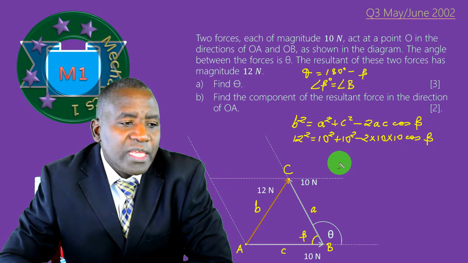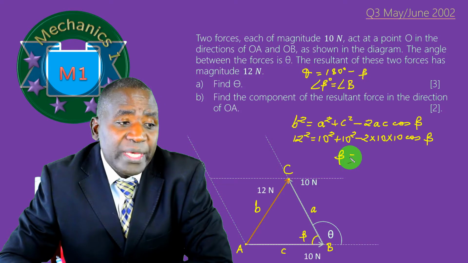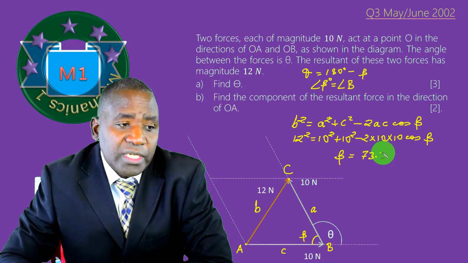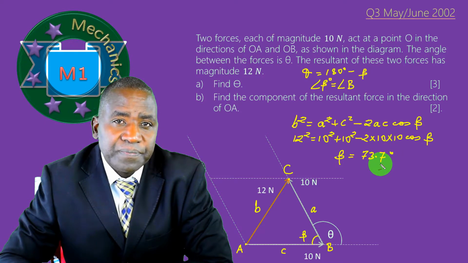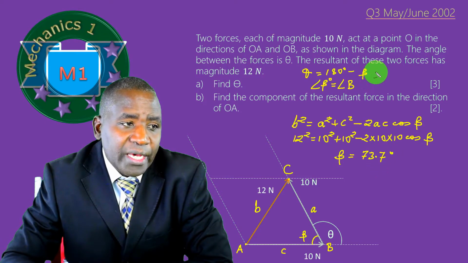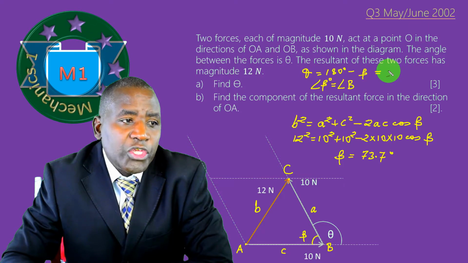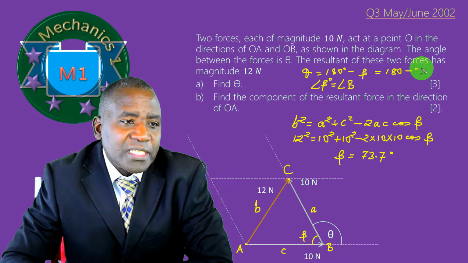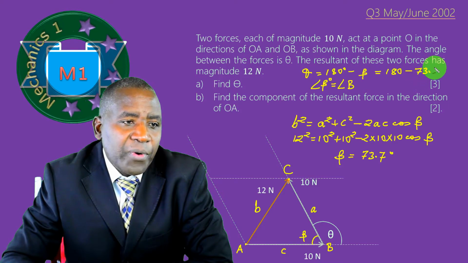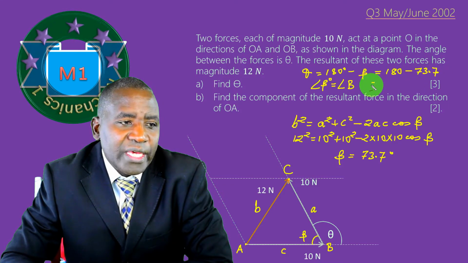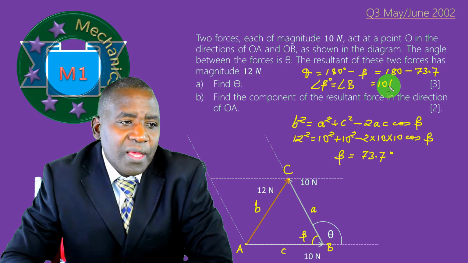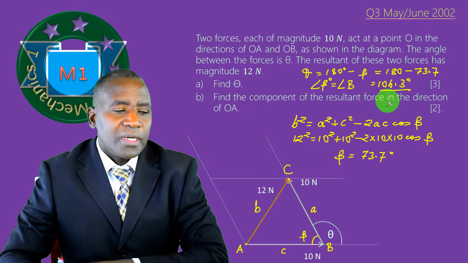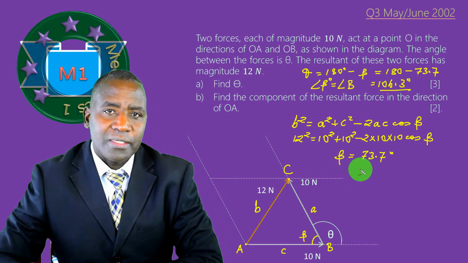If you work this out, you're going to get angle beta is equal to 73.7 degrees. And then you will quickly come over here. In order to find theta, you will do 180 minus 73.7, and you're going to get 106.3 degrees. And that is how you get an angle like that.